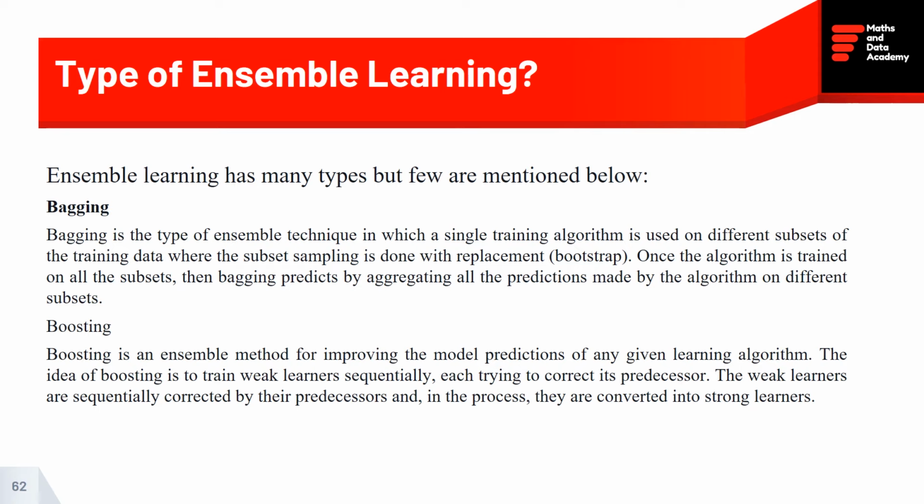Boosting. Boosting is an ensemble method for improving the model predictions of any given learning algorithm. The idea of boosting is to train weak learners sequentially, each trying to correct its predecessor. The weak learners are sequentially corrected by their predecessors and, in the process, they are converted into strong learners.